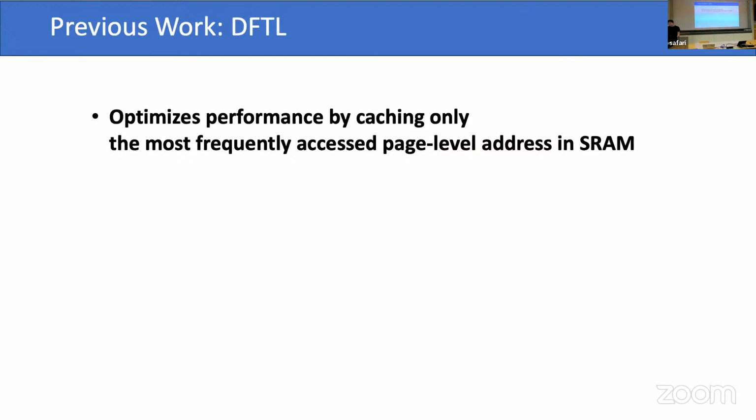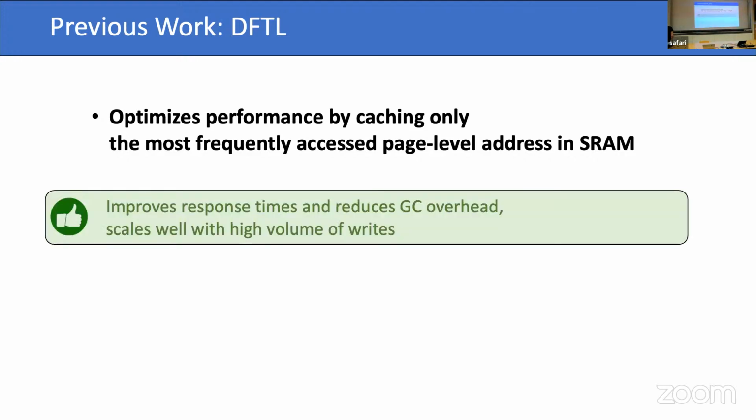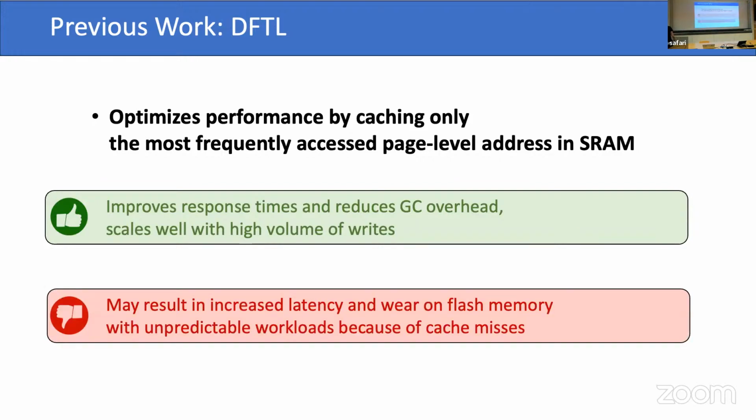There are other optimizations done in the past. The first one is DFTL, which is the demand-based flash translation layer. It optimizes performance by caching only the most frequently accessed page level mappings. So it improves response time and reduces the garbage collector overhead. But it has a problem because in unpredictable workloads, it may incur many cache misses, and it can result in increased latency and wear on flash memory.